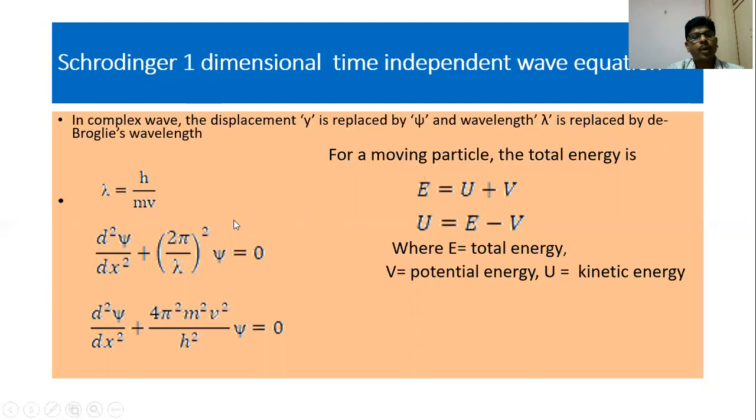Okay. And what is the differential equation we have now? Instead of y, we are writing the wave function psi. So we get d square psi by dx square plus 2 pi by lambda the whole square into psi equals 0.